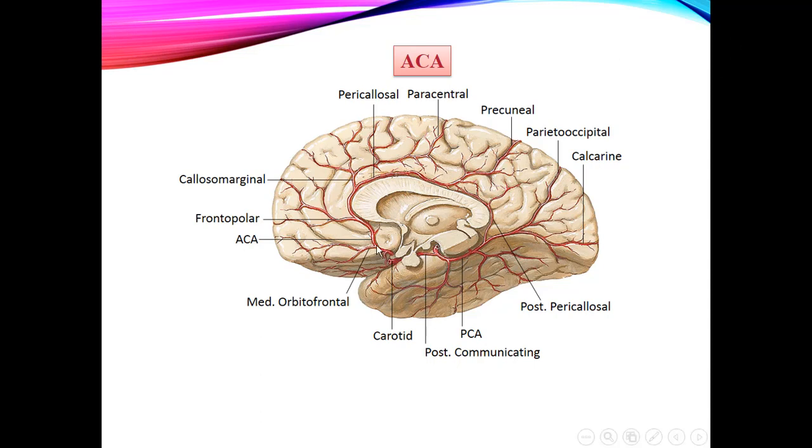Therefore, occlusion or obstruction of the anterior cerebral artery may result in abulia, and also plegia and sensory loss in the foot or lower limb of the opposite side.